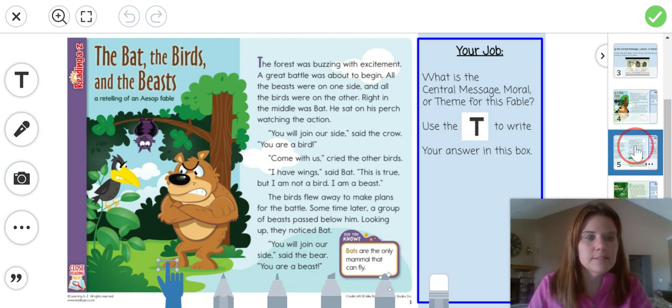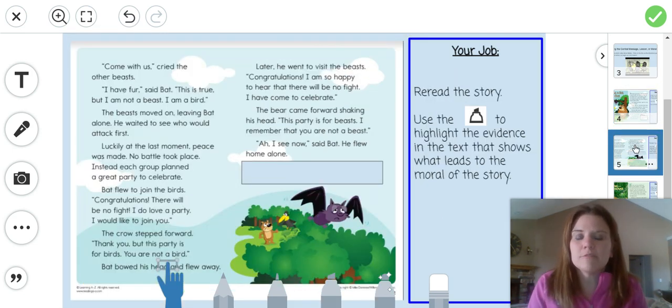See what happens next. "Come with us," cried the other beasts. "I have fur," said Bat. "That is true, but I am not a beast. I am a bird." The beasts moved on, leaving Bat alone. He waited to see who would attack first. Luckily, at the last moment, peace was made. No battle took place. Instead, each group planned a great party to celebrate.